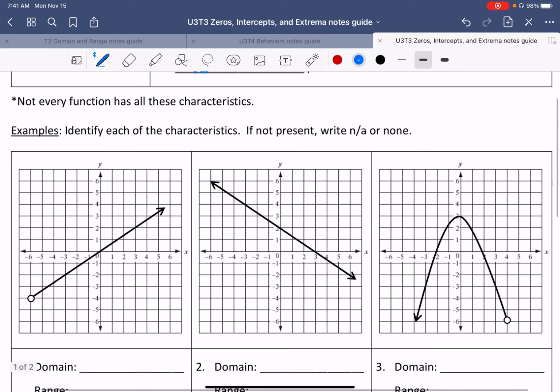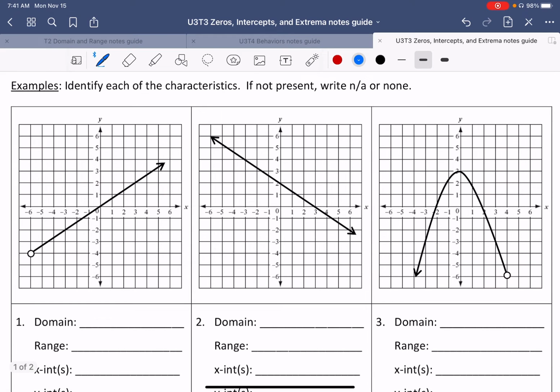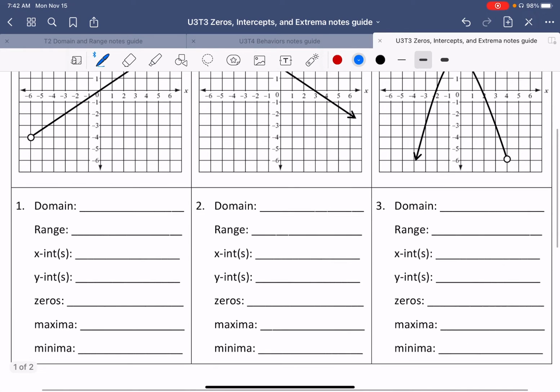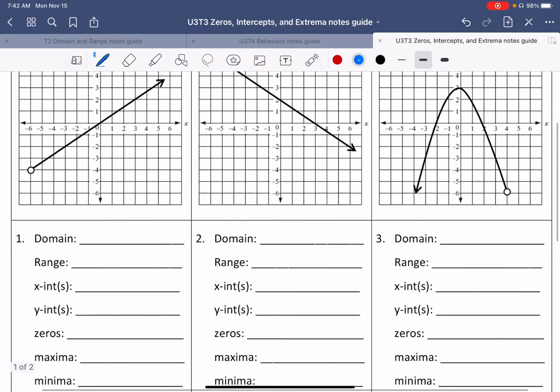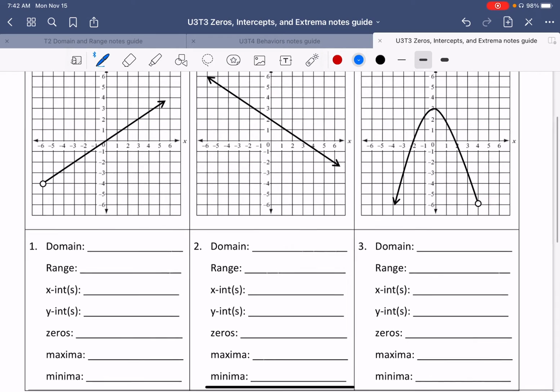All right, so we're going to take a look at a couple together, and then you can try some out on your own. For our examples, we want to identify each of the characteristics. If it's not present, write NA or none. Just to keep that domain and range skill fresh, we're going to look at finding all of the things here for our 3 graphs.